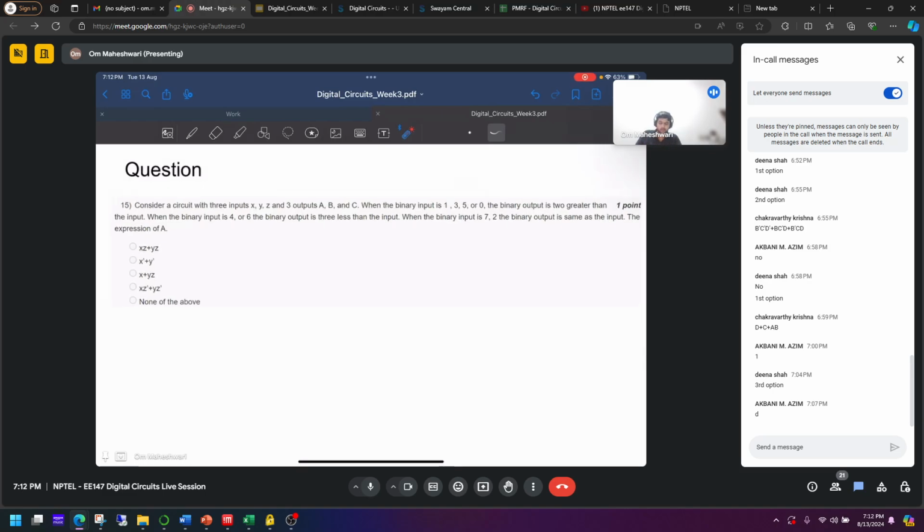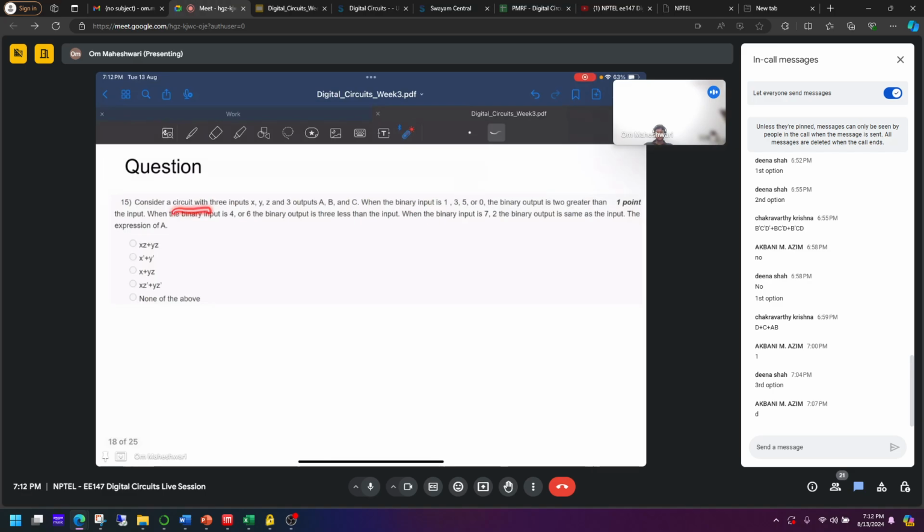This is a very interesting question. Consider a circuit with three inputs X, Y, and Z and three outputs A, B, and C. So let's say we have some circuit with three inputs X, Y, and Z, and three outputs A, B, and C.